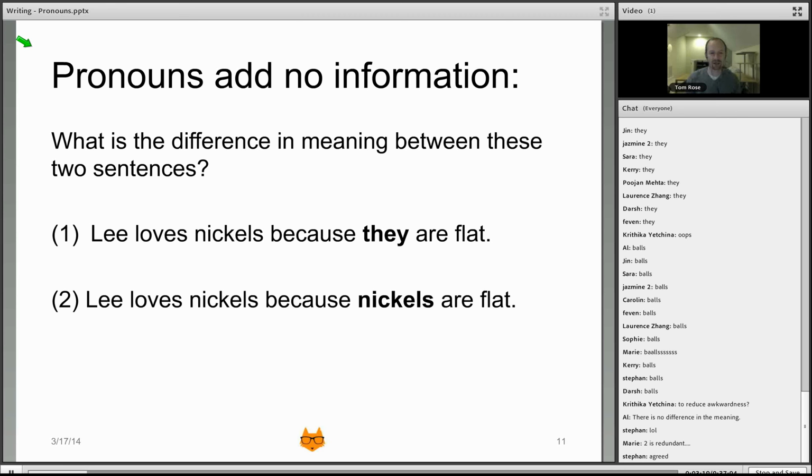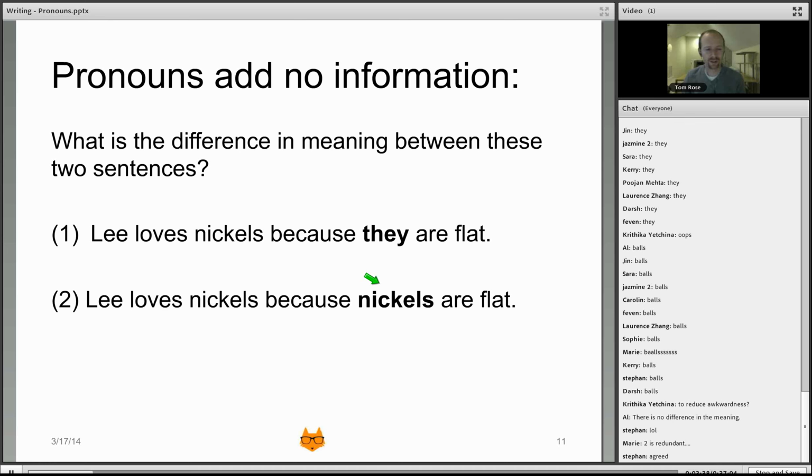In fact, that's the entire point here, is that these sentences, from a communication standpoint, meaning-wise, are absolutely identical. They both convey the same message. One of them uses a pronoun instead of the word nickels twice. Right? So the second sentence uses the word nickels twice.